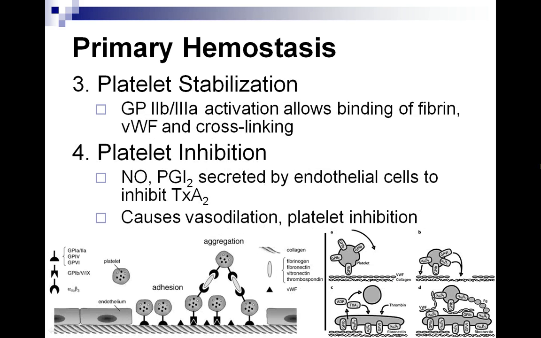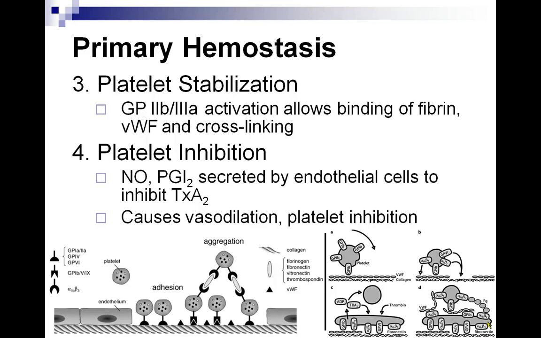And so now back to the big picture, we get to the third step, which is platelet stabilization or aggregation. We see our platelet has now changed its form as a result of stabilization. And as the glycoproteins become activated, we start to get this very complicated binding of fibrin and von Willebrand's factor. We get cross-linking between other platelets, and this really stabilizes the platelet plug.